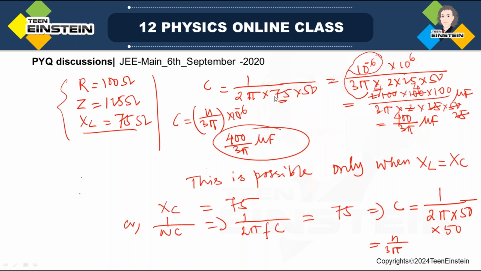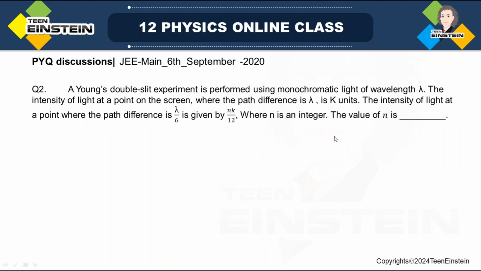So let us go to the next problem. So this problem is also from 6 September 2020, shift 2 paper. Young's double slit experiment is performed using monochromatic light of wavelength lambda. The intensity of light at a point on the screen where the path difference is lambda is k.